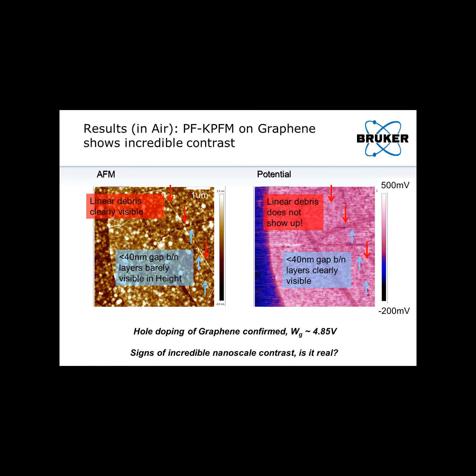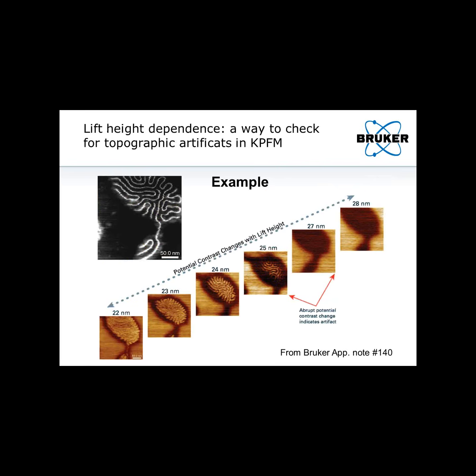But we can do better than that. We can be more convincing. So, for instance, in previous KPFM studies, what we did to rule out topographical artifacts is we varied the lift height.